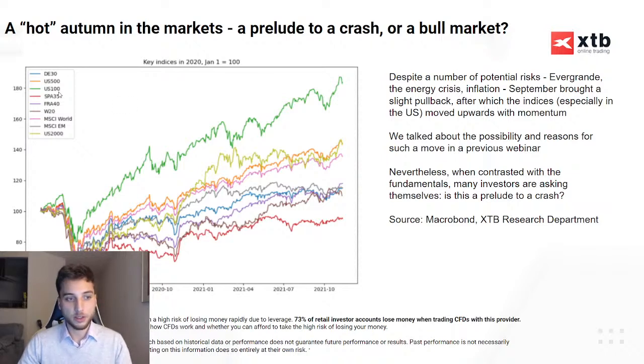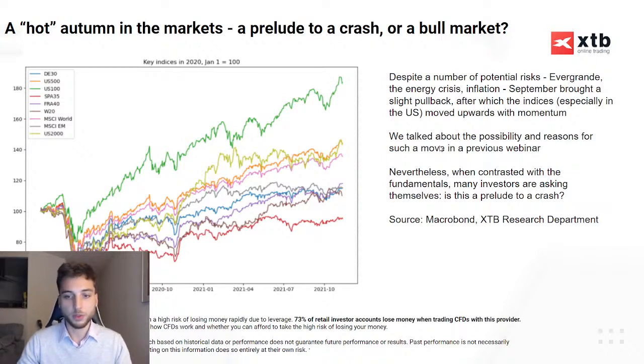What we're seeing, this is a comparison of all different indices we have, or many different indices. We have DAX, US 500, US 100, the Spanish index, French, Polish index, and a couple of ETFs as well. So despite the number of potential risks, Evergrande, the energy crisis, and inflation, September brought a slight pullback, after which the indices, especially in the US, moved upwards with momentum. We talked about the possibility and reasons for such a move in the previous webinar.